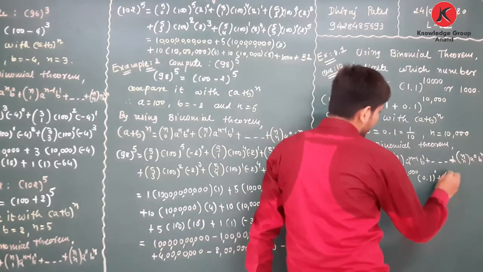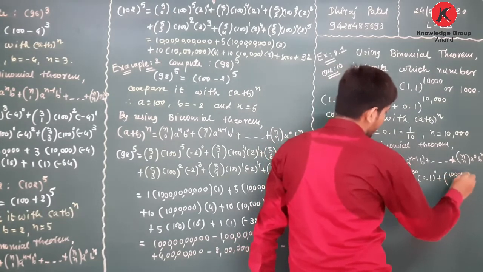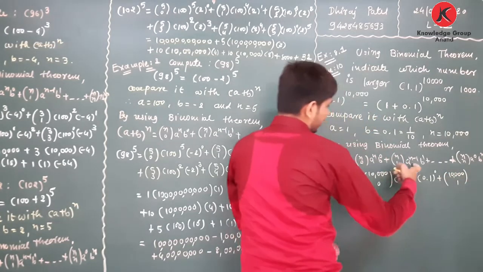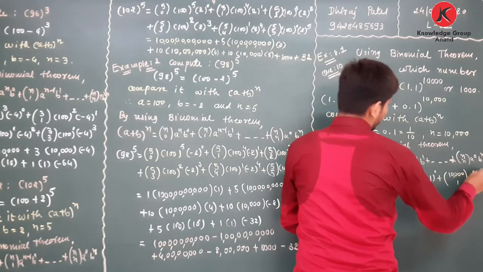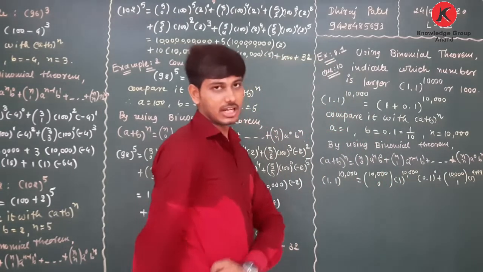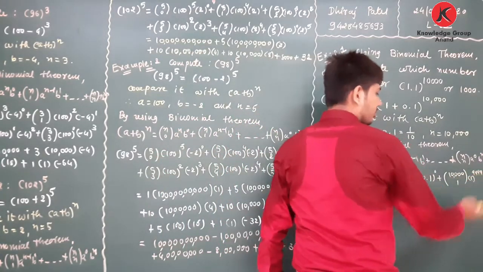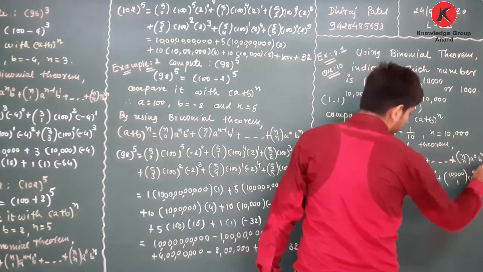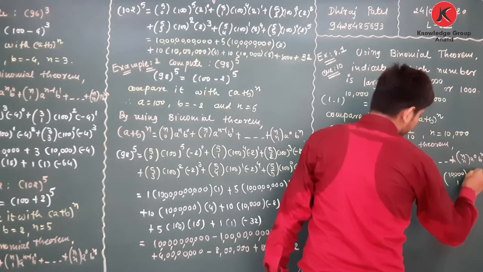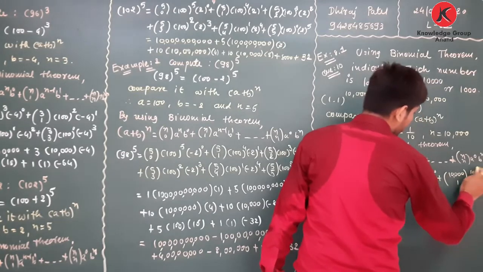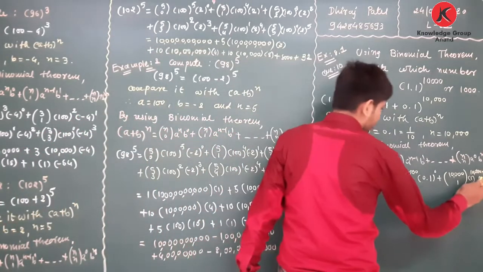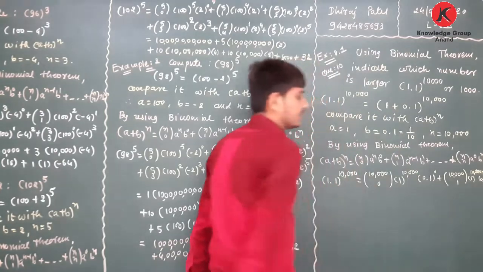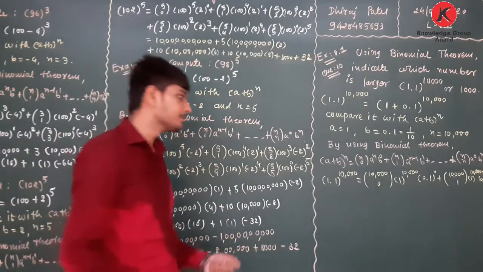Next term 10,000 C1, 1 raised to 10,000 minus 1, that means 1 raised to 9,999, or we can directly write 10,000 minus 1 also. We can also write 10,000 minus 1 here into 0.1 raised to 1. बच्चों ये आपको दिख नहीं रहा है तो आपको समझ जाना चाहिए कि ये 0.1 रेज़ टू 1 लिखा है.